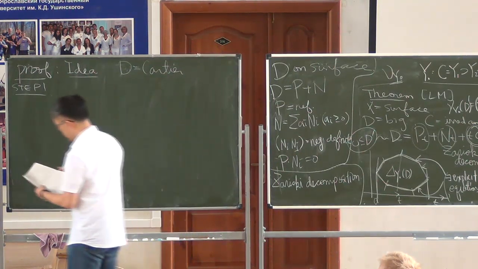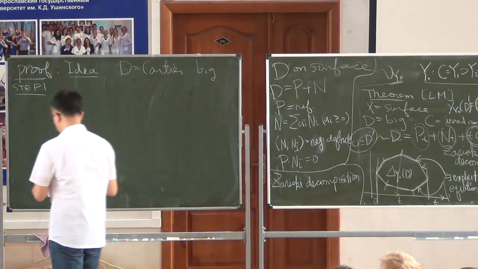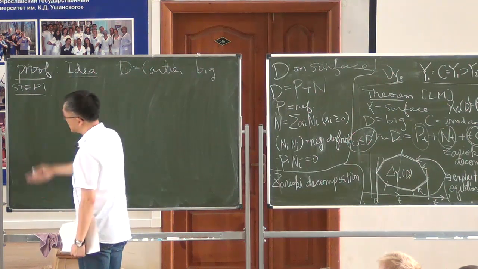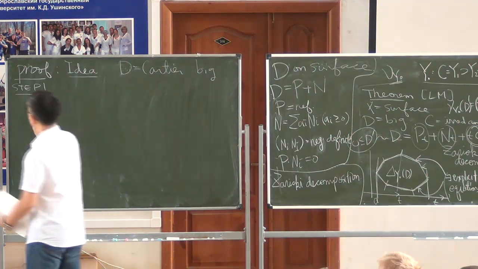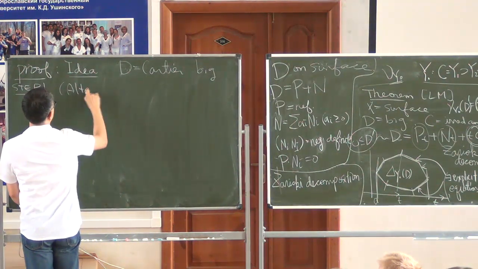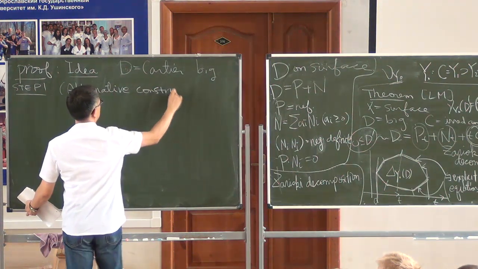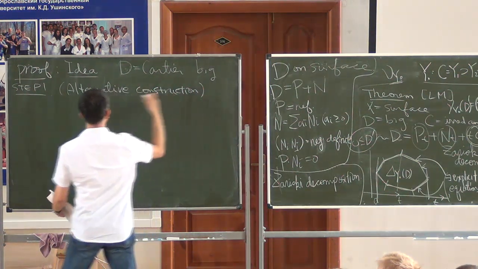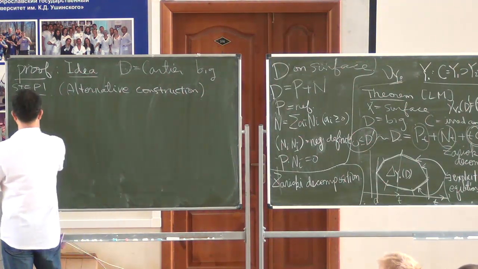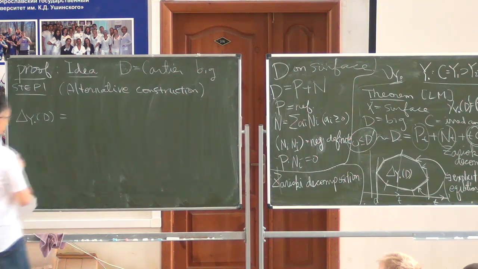So integral divisor. Okay, and also B. And you need to observe these 3 things. So the first one is about the alternative construction. Okay, alternative. And this observation is also sometimes useful in many situations. Okay? So the Okounkov body can be defined in the following way also.